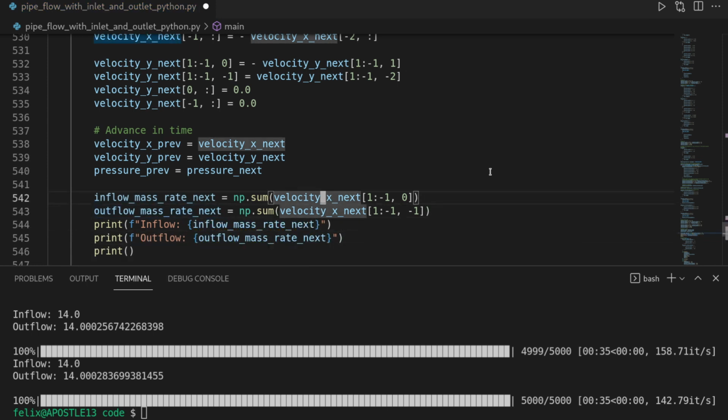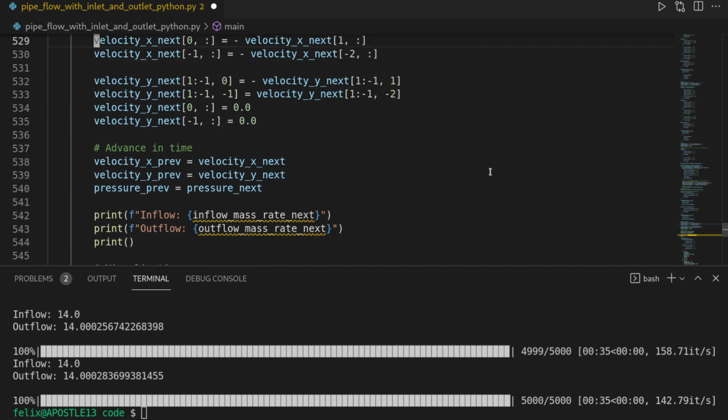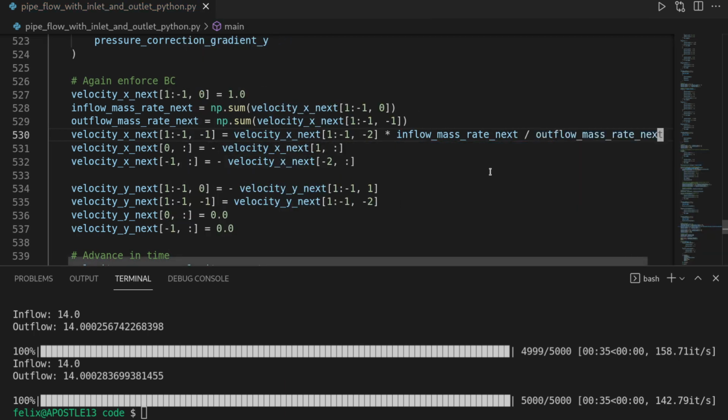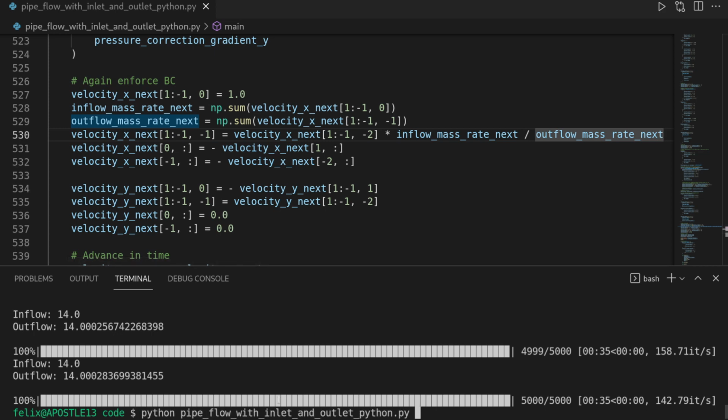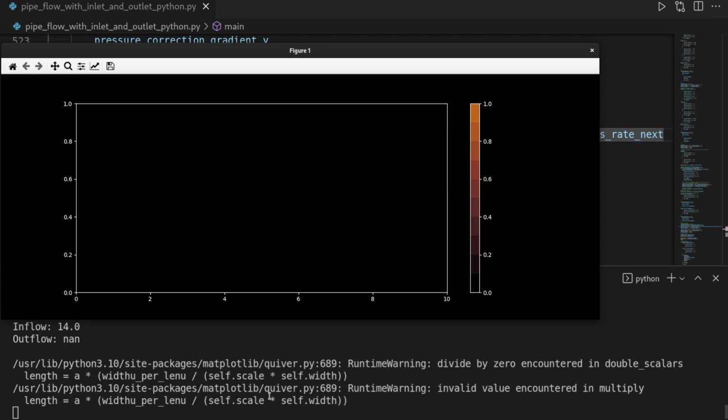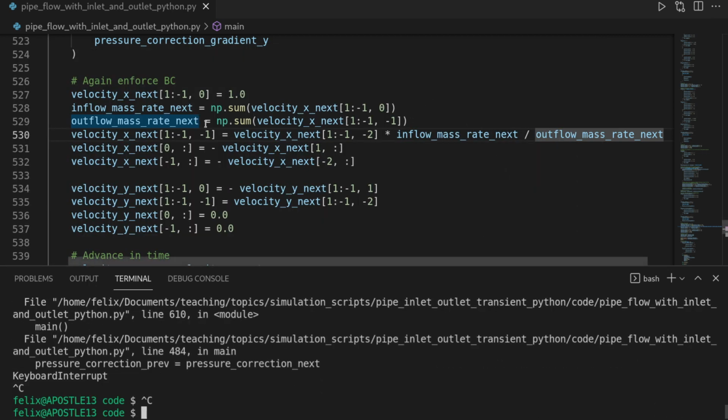And in order to then conserve mass, let's move these two right here, right above, to where we set our outflow boundary condition, and then multiply that with inflow mass rate divided by outflow mass rate. And then we should conserve that somehow. And of course, that is a mistake. Of course, we should take the value at -2.